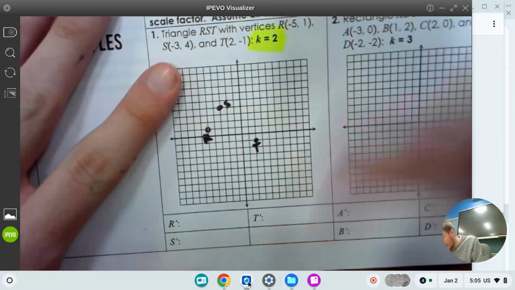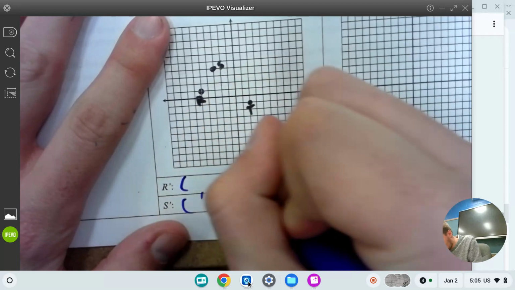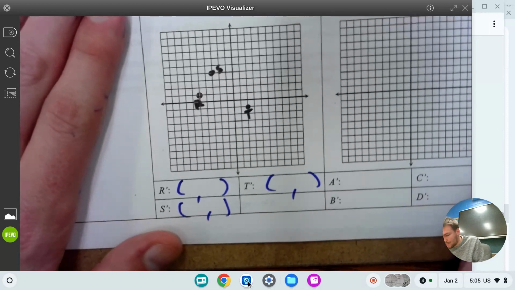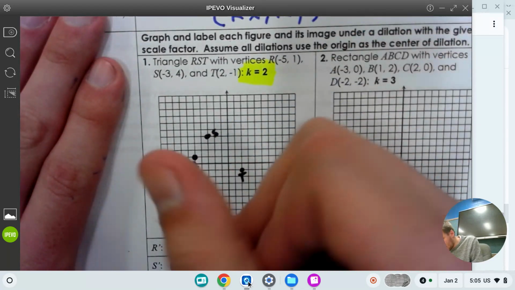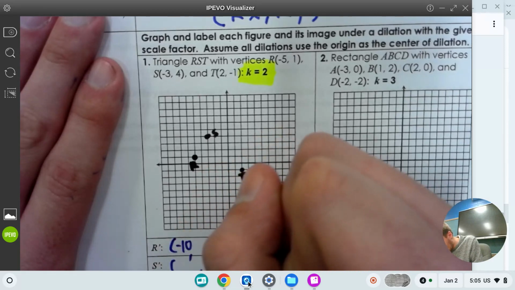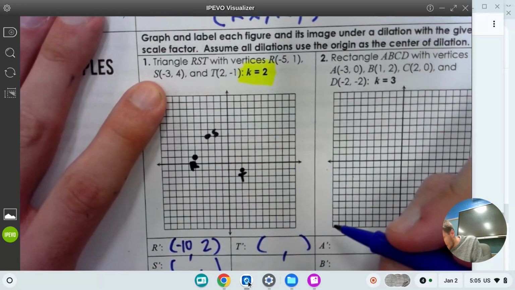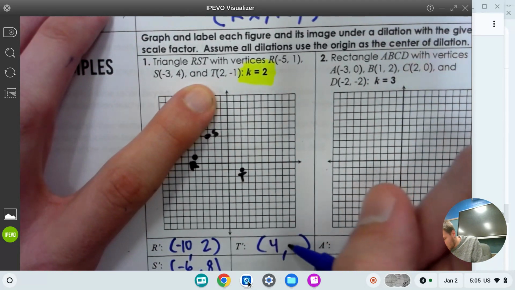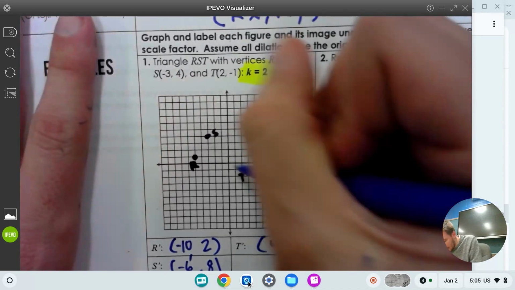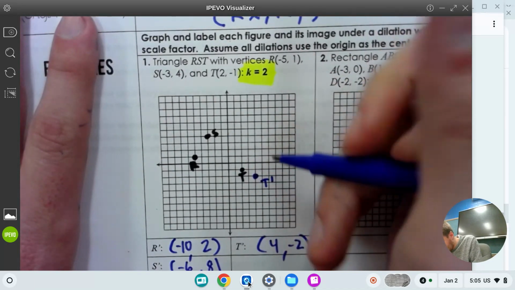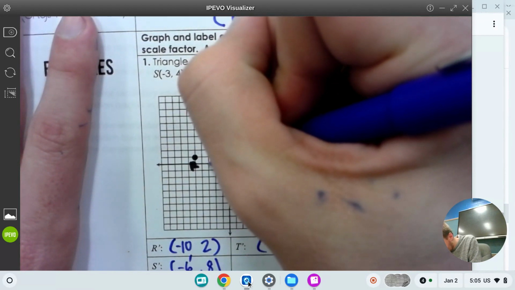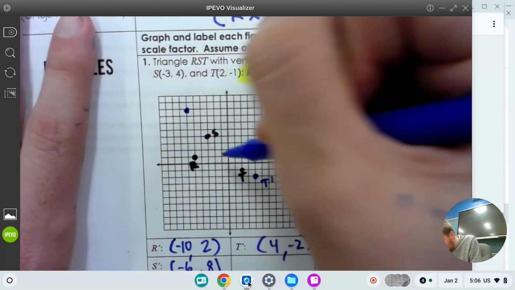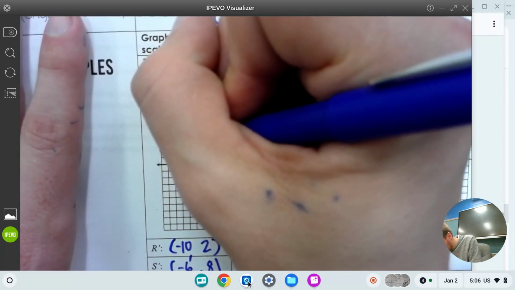So, same thing here. Parentheses with a comma, parentheses with a comma, parentheses with a comma. And we're going to multiply by 2. So the R is -5, 1. So we're going to go with -10, 2. The S is -3, 4. We're going to go with -6, 8. And the T is going to be 4, -2. We already talked about the T, 4, -2. Easy, that's my T prime. The S is going to be -6, 8. And the R is going to be -10, 2.